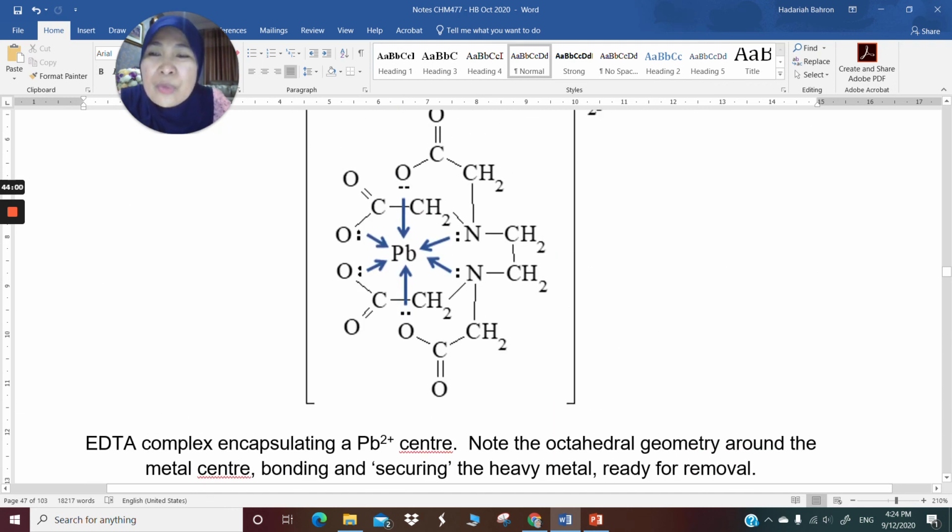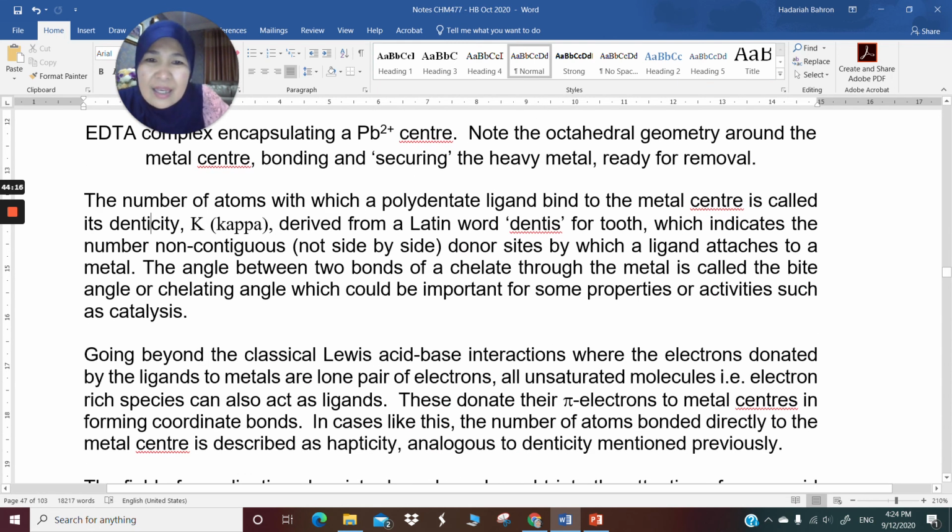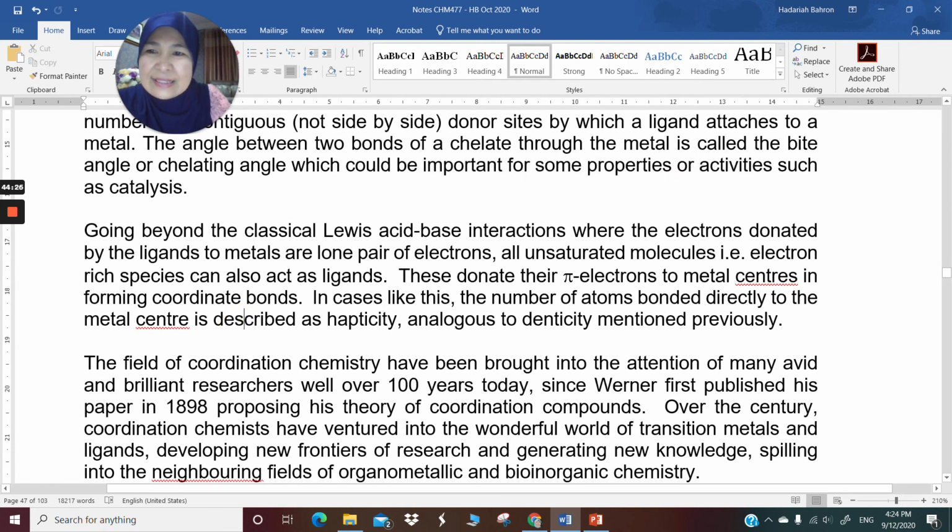When you have more than one donor atom, you call that a chelating ligand. A chelating ligand means a ligand which can claw. So bidentate ligand, tridentate, polydentate, they're all chelating ligands. The angle is called the bite angle or chelating angle, which could be important for some properties or activities such as catalysis.